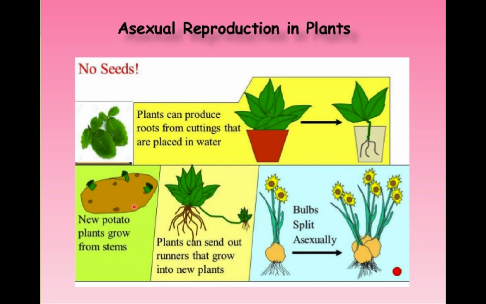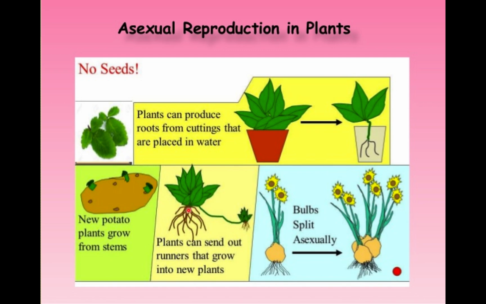This is the same thing with potatoes. Each of these potatoes has these little places we call eyes. And if you actually cut the potato into different chunks, where each chunk has an eye there, those little chunks can grow into separate potato plants.